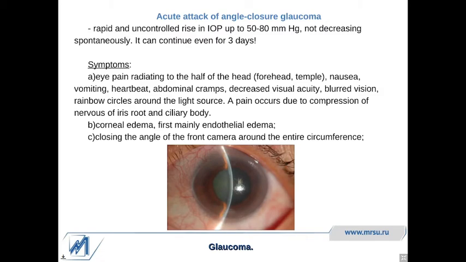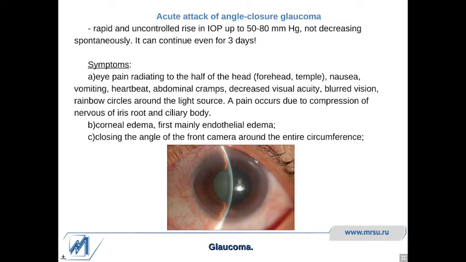An acute attack of angle closure glaucoma is a rapid and uncontrolled rise of IOP up to 50-80 millimeters of mercury. It's very high pressure. Not decreasing spontaneously, it can continue for 3 days. And as a result, the patient loses his vision and becomes blind. What symptoms do we have in an acute attack? Eye pain radiating to half of the head, nausea, vomiting, heartbeat, abdominal cramps, decreasing of visual acuity, blurred vision, rainbow circles around the light source.